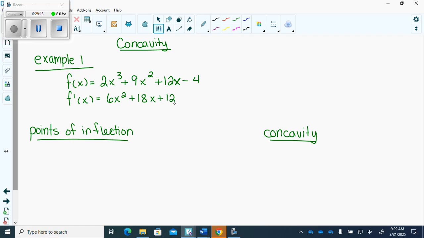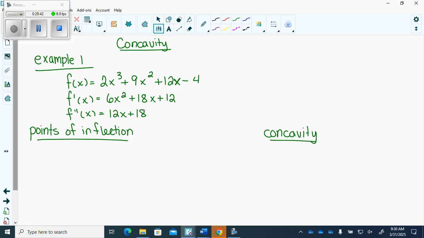Now some people try and take a 6 out and break it down. No. You find your first derivative, you say thank you very much, first derivative, and you go and find your second. Okay? Because if you take that 6 out, you're now having to do product rule. We don't want to do that. So we're going to go f double prime of x, and we're going to get 12x plus 18.